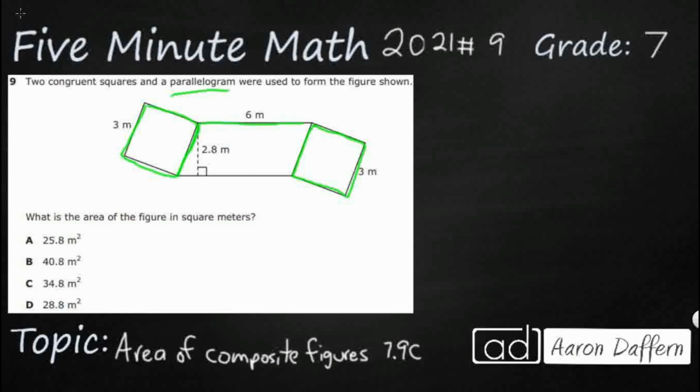So remember, a parallelogram is any quadrilateral that's got two sets of parallel sides. So this top is parallel with the bottom, and this side is parallel with this side. And there's different types of parallelograms. So within that parallelogram classification, we've got rectangles, rhombuses, and squares. So we need to find the area, and you might be thinking, okay, well, I just need to find the area of each of these shapes.